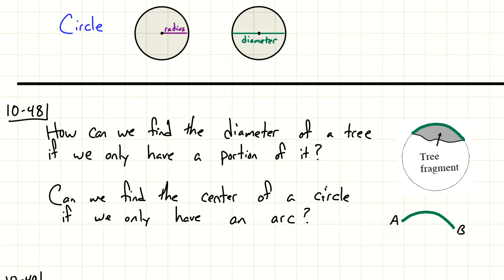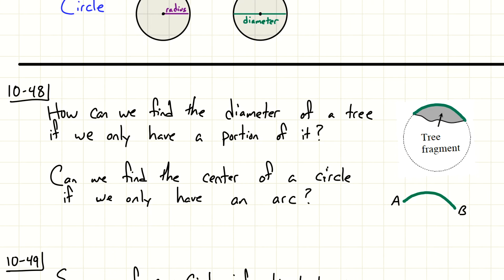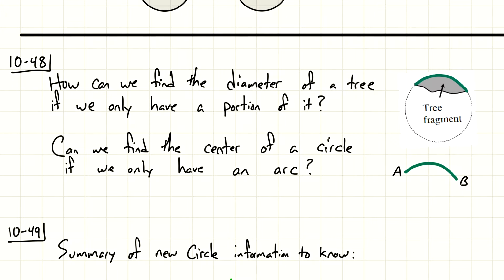So if I take this portion of it, just this arc, like maybe it's the bark of a tree, and if I copy it over here, I have this arc which we'll call AB. So if I only have the arc, can I figure out where the center of the circle is? Is it here or is it back here? Can I somehow figure out where the center is so that I could kind of guess the rest of the circle? All right, so that's kind of what we're going to be looking at moving forward.